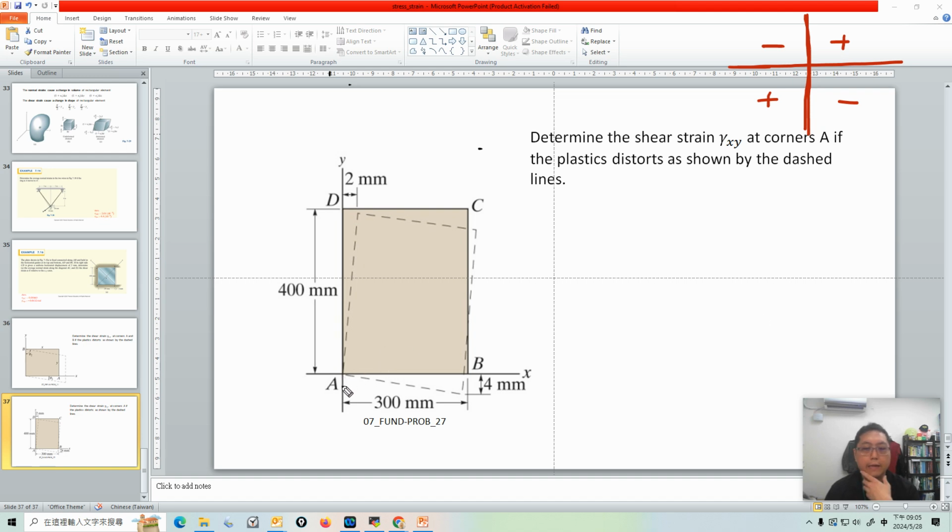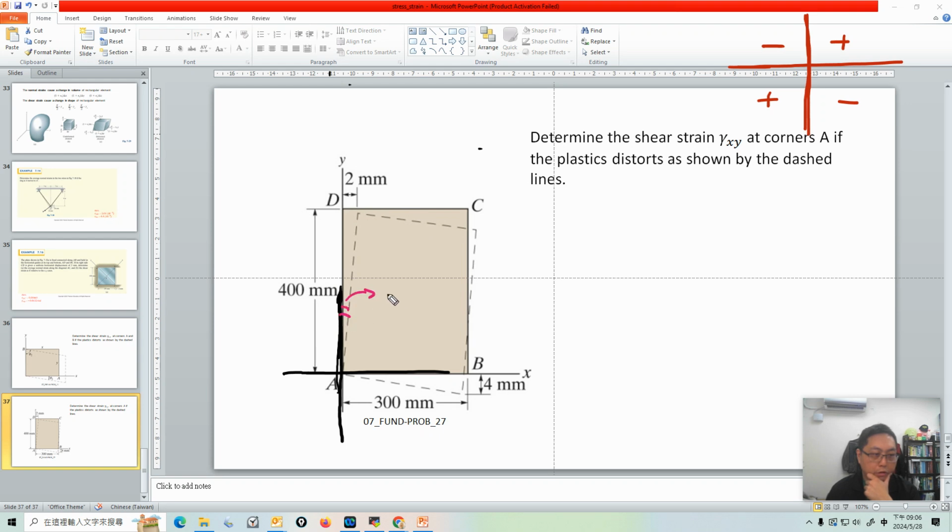After deformation, the position of A does not change, but near A, the rectangle deforms into the shape described by the dashed line. Before deformation at point A, we have two reference axes, and after the deformation, we see two angle changes. For the vertical reference axis, we have the change here.